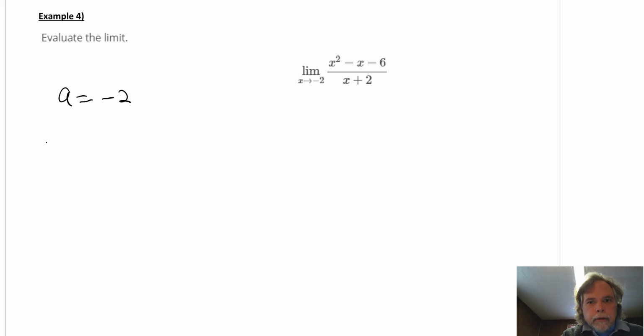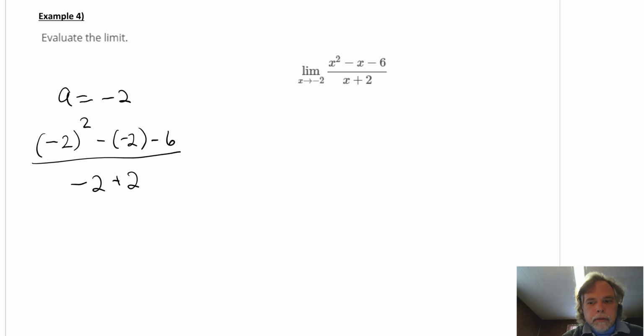Here's another one with the value of a being -2, so we want to plug that in. -2 squared minus -2 minus 6 over -2 plus 2, which is 0 over 0, and so undefined.